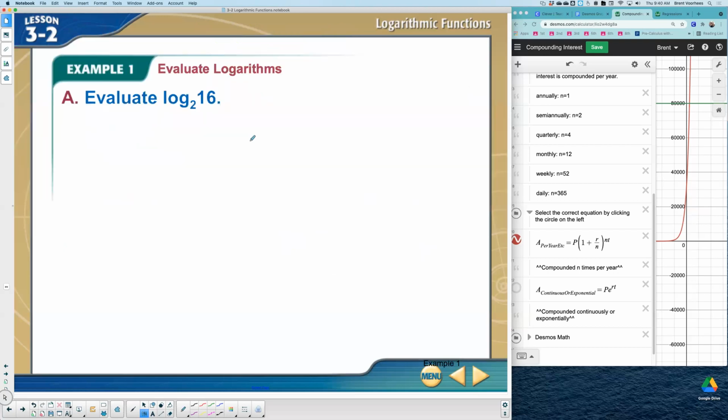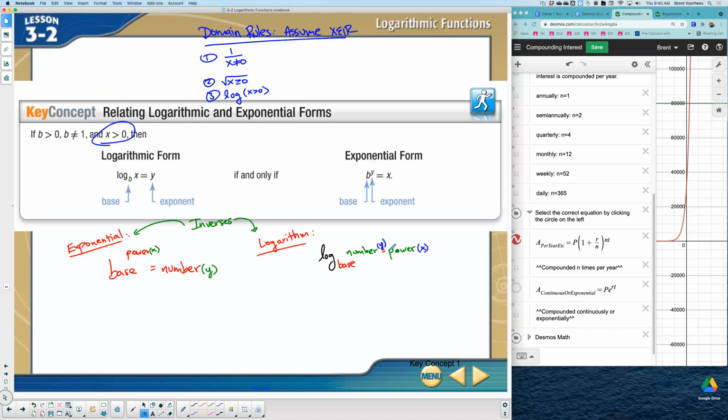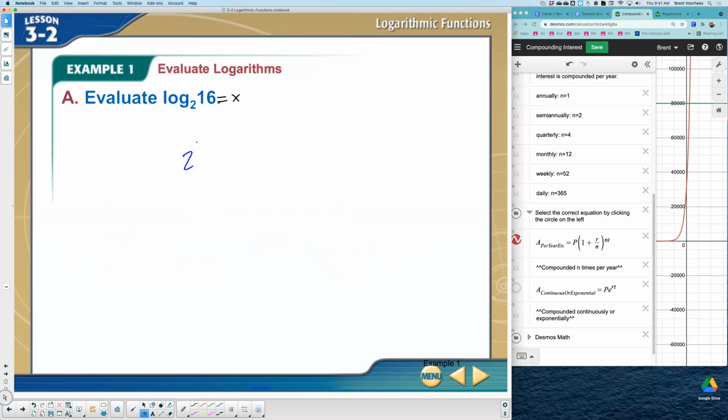All right, so first it says evaluate some logarithms. And I totally get we could use the calculator and just type this in. For those of you who have done this before, you can just type this in and it'll tell you the answer. We're not going to do it that way. I want to make sure you understand how it works. So what I'm going to do just to help us out is put an equals x here. If you wanted to evaluate this logarithm, what I would recommend is to switch it to exponential. So what's my base? 2. What's the power? Nope, that's the number. Remember that it goes log base number equals power. So what's my power? X, and that equals a number, 16.